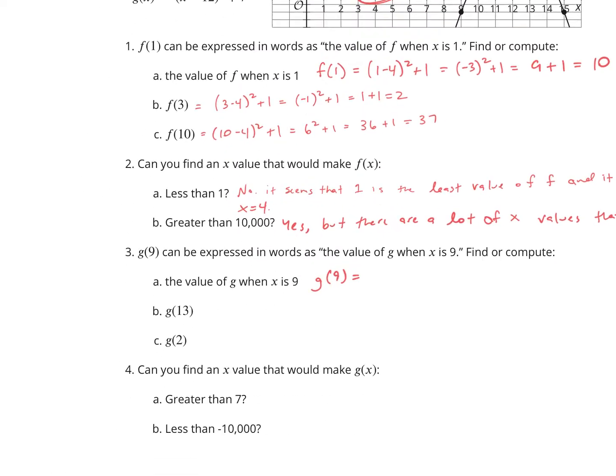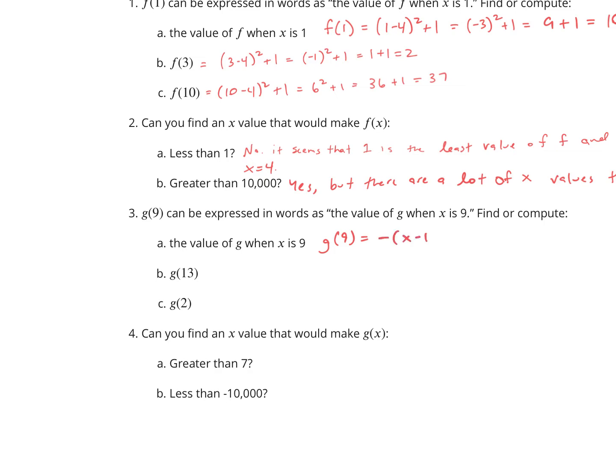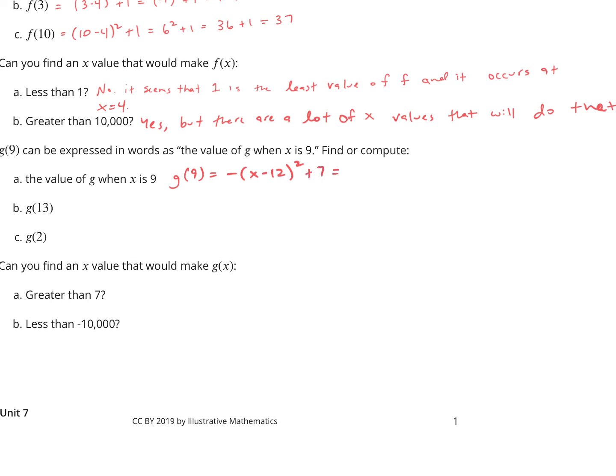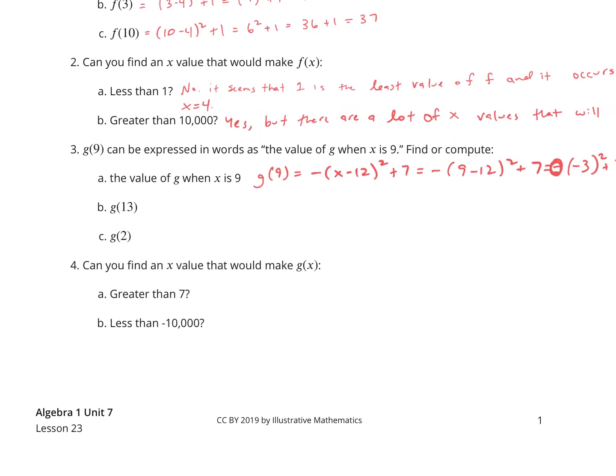Our equation this time is negative (x minus 12) squared plus 7. So that's negative (9 minus 12) squared plus 7. 9 minus 12 is negative 3. Negative 3 squared is 9, but this negative sign will make it negative 9. And then negative 9 plus 7 is negative 2. So g of 9 is going to be equal to negative 2.